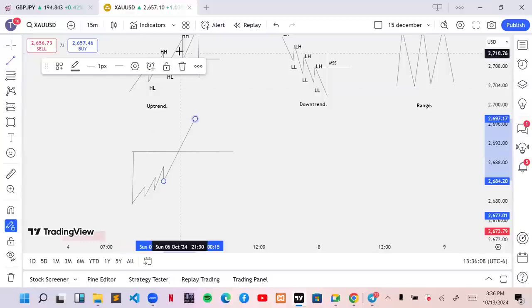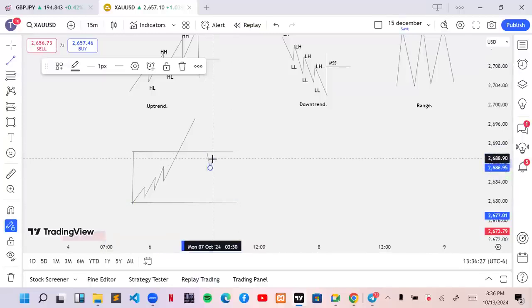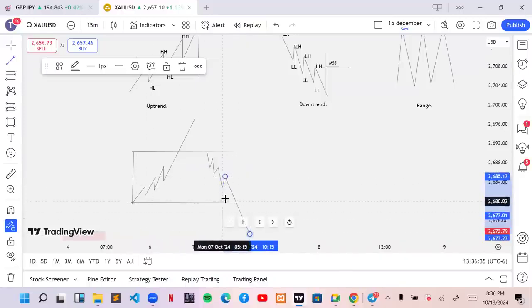So for market structure shift, if market was previously on an uptrend, once it occurs, you start looking for sales. But in break of structure, if market is on an uptrend, once it occurs, you're still going to be looking for buys. Same thing if this was a support zone right here, and market was on a downtrend, making a series of lower highs and lower lows. So it does something like this. It has broken this key level, which is a support zone. So now you're still going to be looking for sales, because this was a break of structure and not a market structure shift.